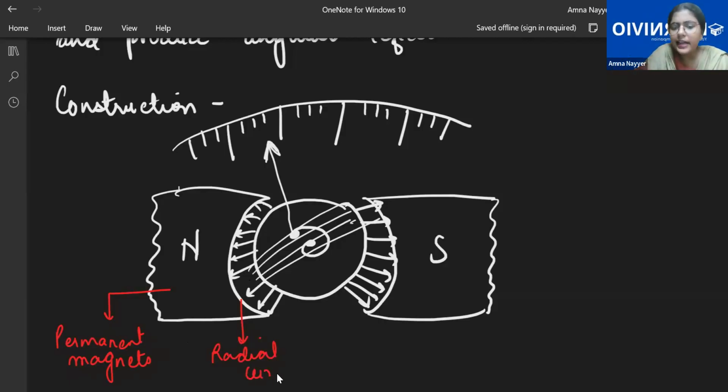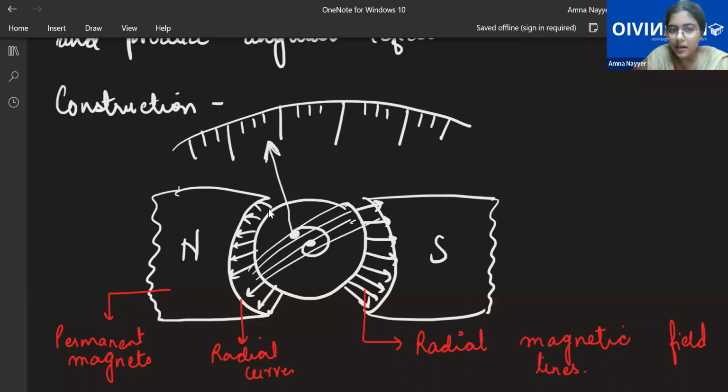Why the radial curves? Why is it not straight? Why is it curved? So that the circular coil could be inserted and we could get these magnetic fields radial. So what are these? These are radial magnetic field lines. Radial magnetic field lines often come in the question class. Construction is a part of your syllabus. A similar diagram is there in your NCERT. So two permanent magnets are there, cut radially so that radial magnetic fields can be thrown out.